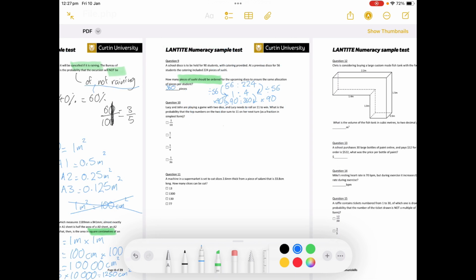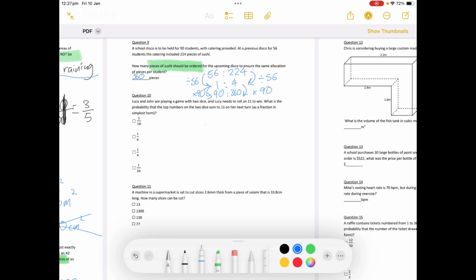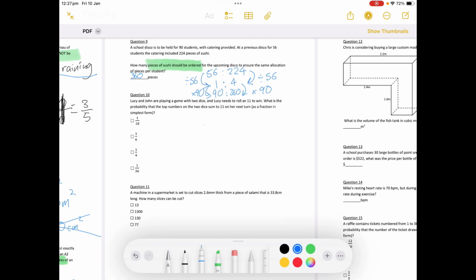Alright, question 10 of the Curtin University Numeracy paper for LANTITE. Lucy and John are playing a game with 2 dice, and Lucy needs to roll an 11 to win. What is the probability that the top numbers on the 2 dice sum to 11 on her next turn, as a fraction in the simplest form?